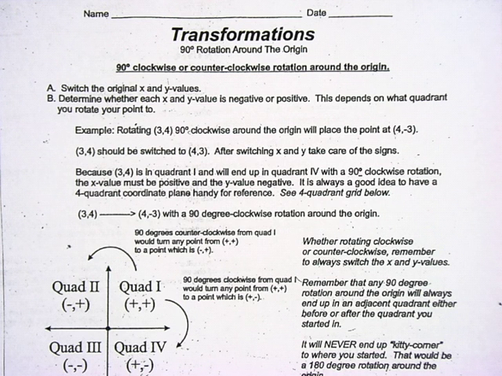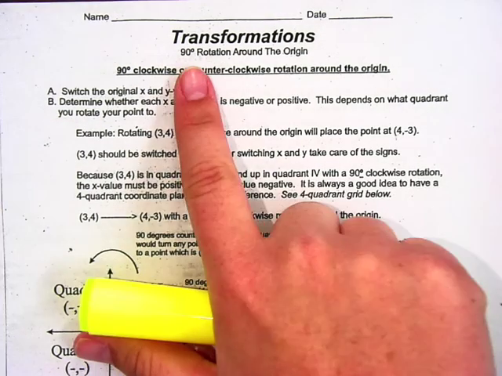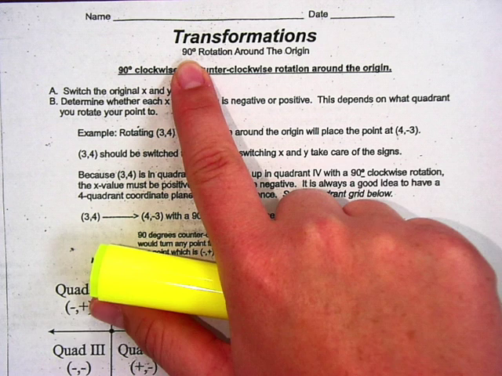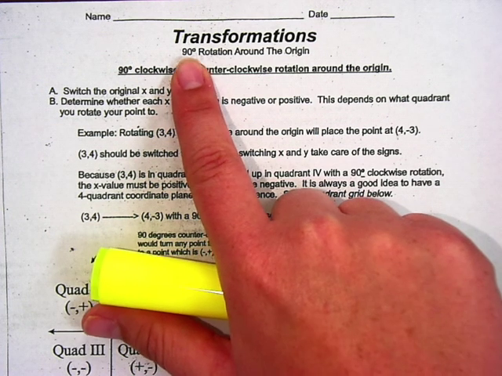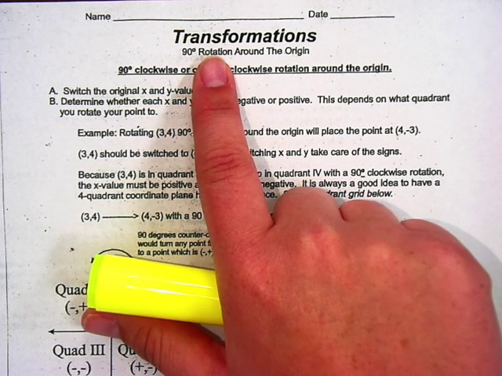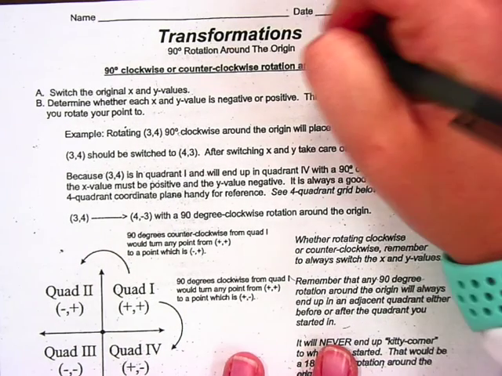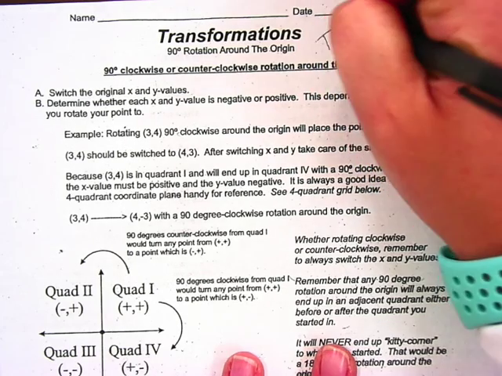So you should have two sides of this for transformations. We're looking at a 90-degree rotation about the origin. So again, make sure that your screen or your paper is flipped to the side that says 90-degree rotation, not 180. So the first thing about a rotation is another way that we refer to this as a turn.